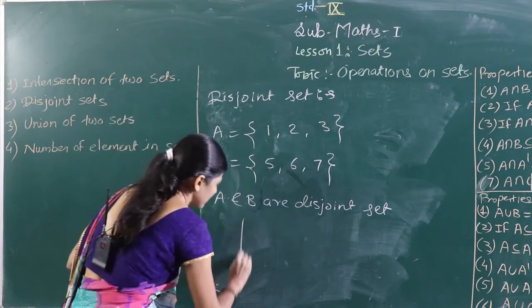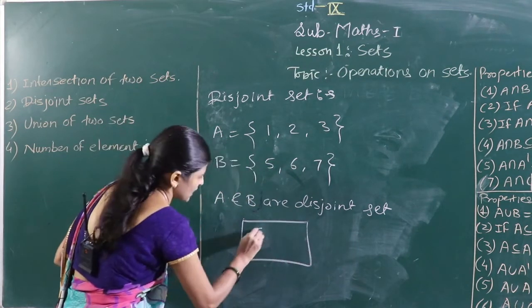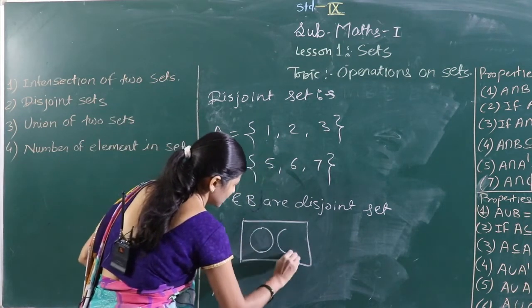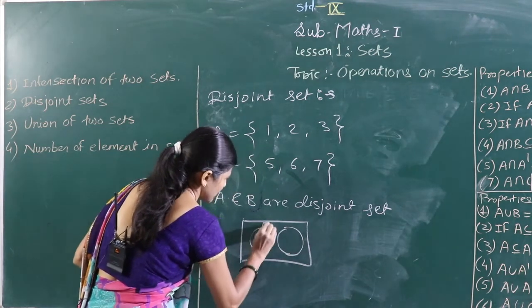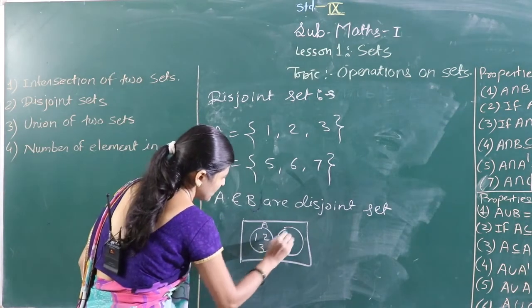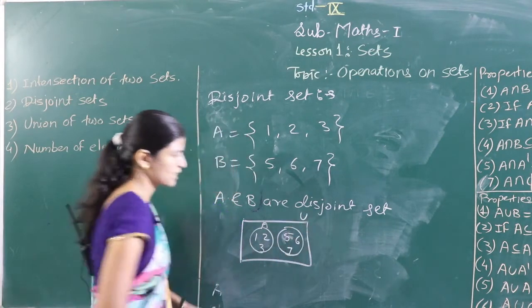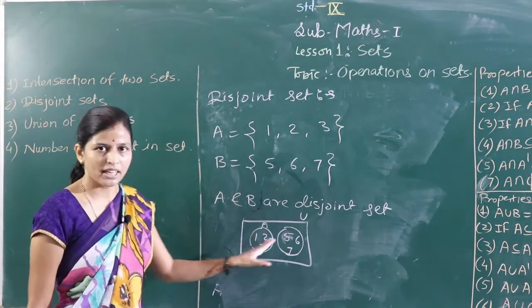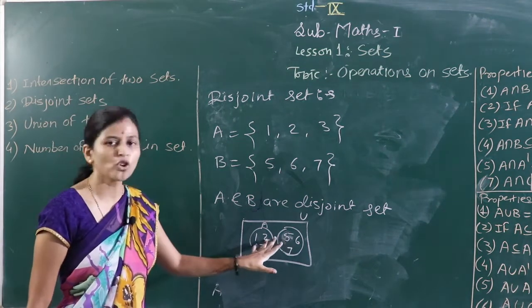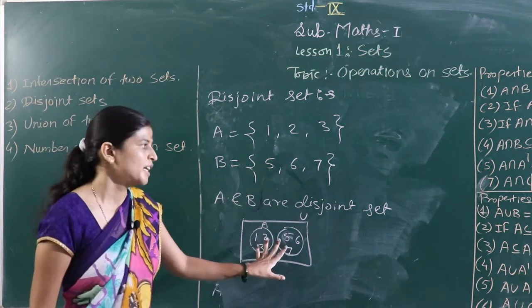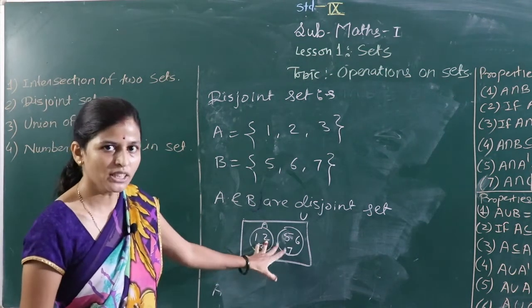And in a Venn diagram we show these sets like this. A is shown by 1, 2 and 3 and this is 5, 6 and 7. This is the universal set. Means in the Venn diagram these sets are not joined. Those sets are not joined. No common element between these two sets. These sets are called disjoint sets.